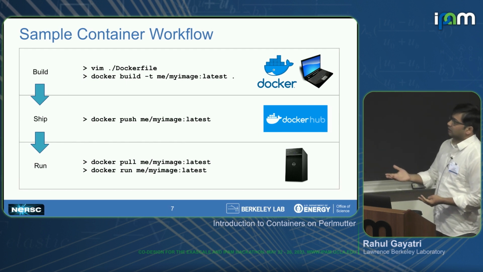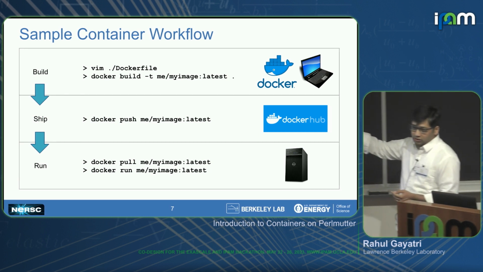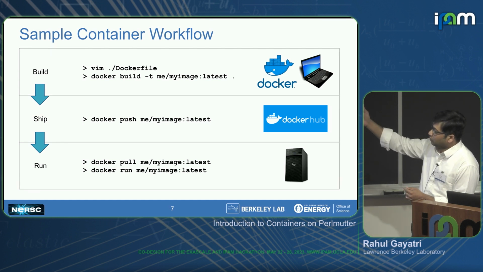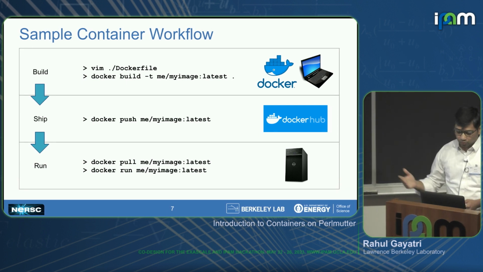Just a sample container workflow. I think pretty much everybody who has worked with this is familiar with it. You have a Dockerfile, you build the image on your local machine, you push it to an upstream registry, and then you pull it to whichever machine you want to run on. That's the basic container workflow.